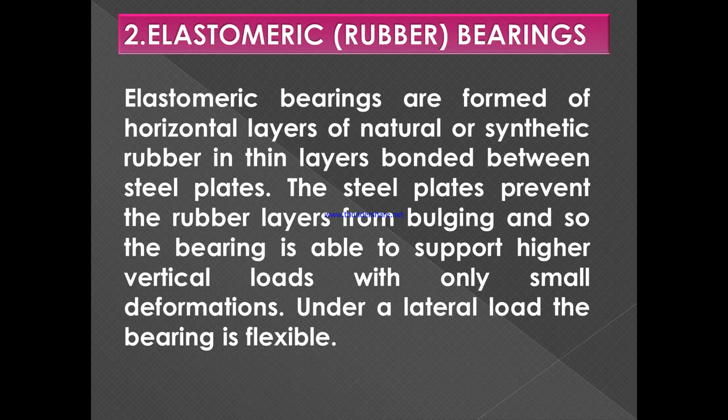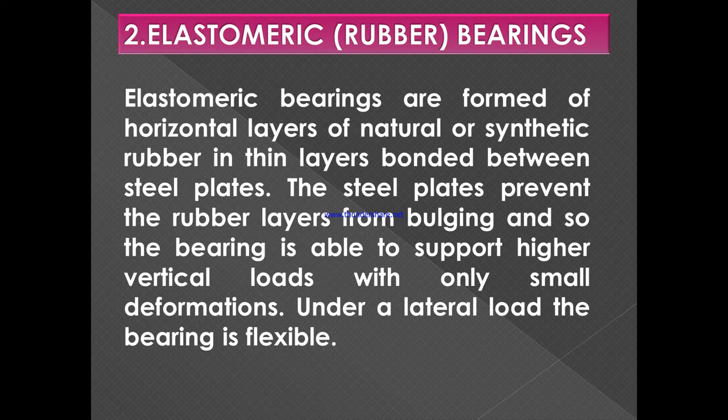Next, and the most commonly used, is the elastomeric, that is, rubber bearing. Rubber is the most common material used in manufacturing a tire, which also provides resistance and friction in vehicles. Just like that, elastomeric bearings are also used as base isolators in buildings. It is an elastomeric bearing formed of horizontal layers of natural or synthetic rubber in thin layers bonded between steel plates.